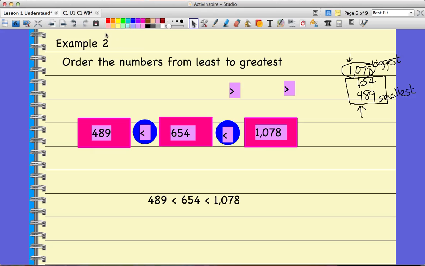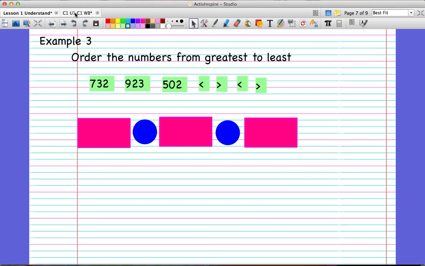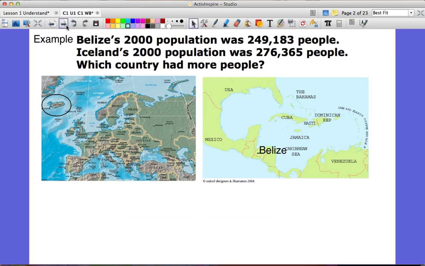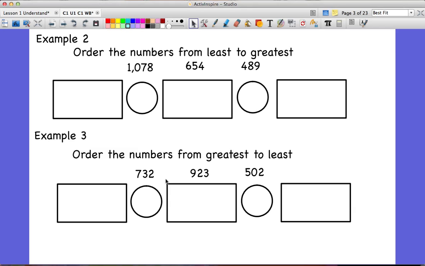So what I would like you to do next is you have this in your notes as well. I would like you to actually try this one on your own, and when you come back, we'll go over the answer.